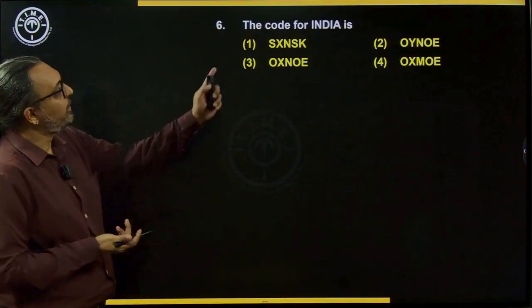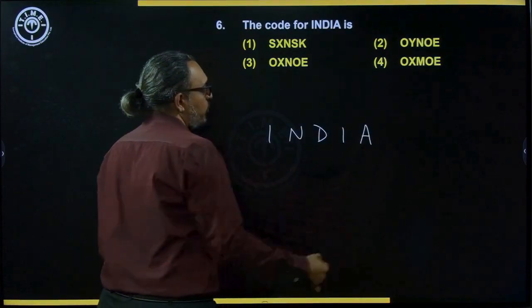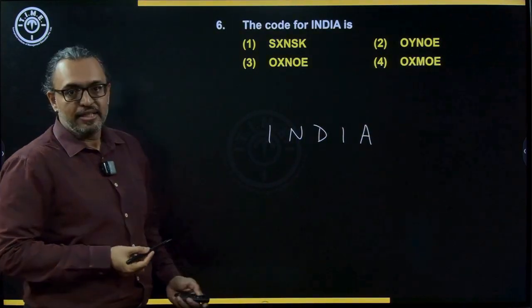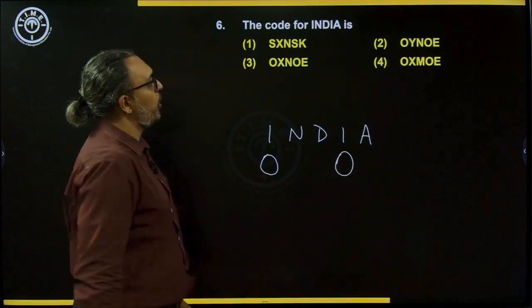Okay. Now look at this. He says, what is the code for India? So you just have to see. Now for I, what do you have? O. So O and O. So see in how many options you have O and O.